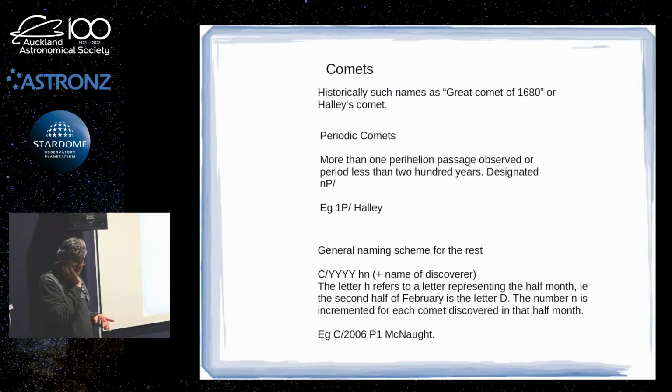Sometimes if it's co-discovered, they will give it a double name. The naming convention, like you see 1P, means that this was the first periodic comet discovered. After that you'll have 2P and so on. Periodic means that it comes back.